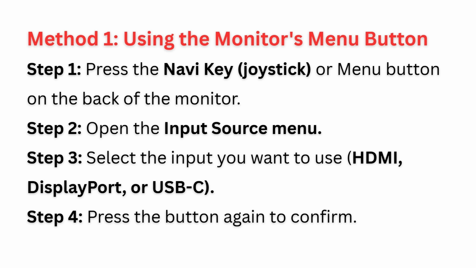Method 1. Using the monitor's menu button. Follow the steps below. Step 1. Press the navi key or the joystick or menu button on the back of the monitor. Step 2. Open the input source menu. Step 3. Select the input you want to use, like HDMI, DisplayPort or USB-C. Step 4. Press the button again to confirm.